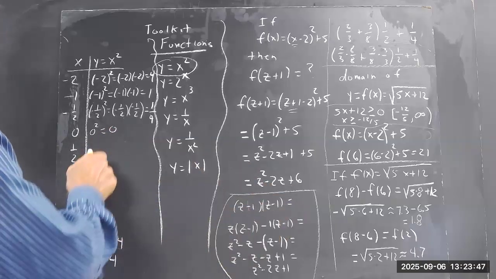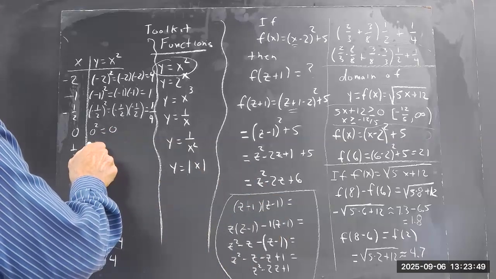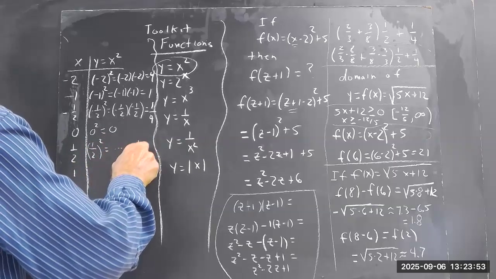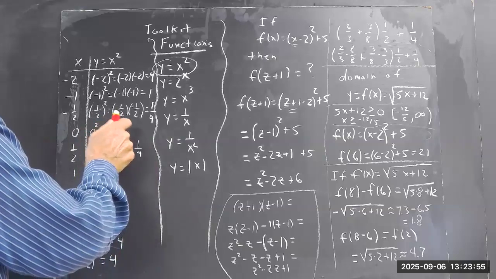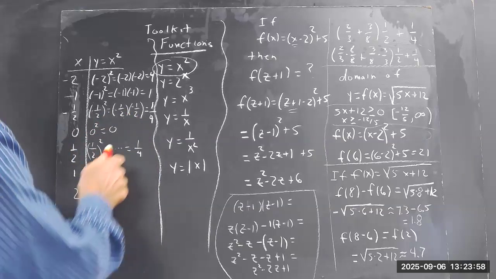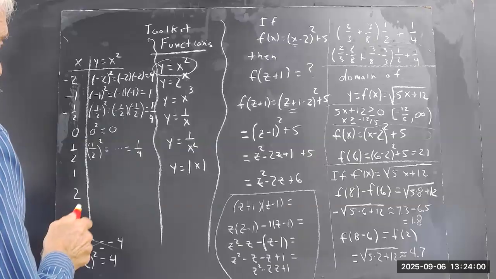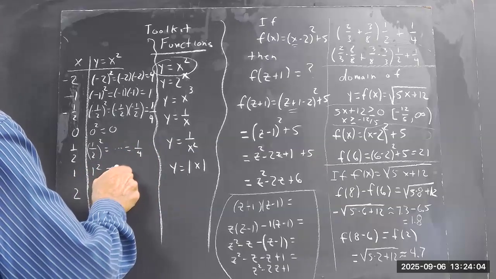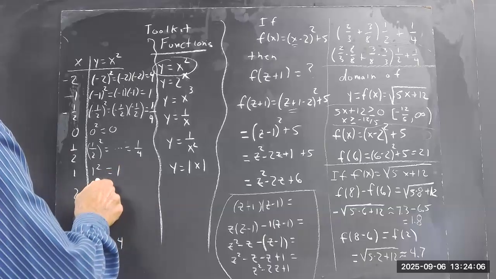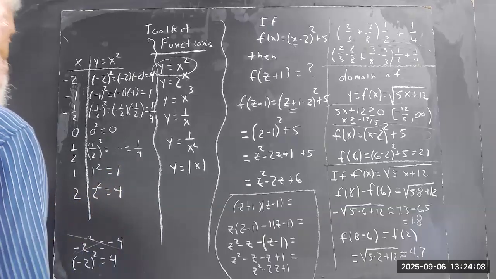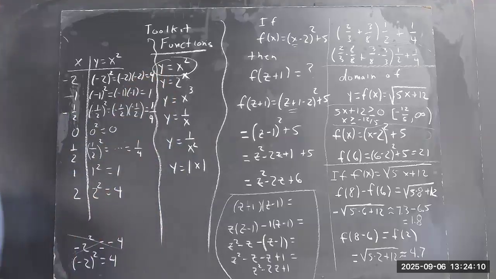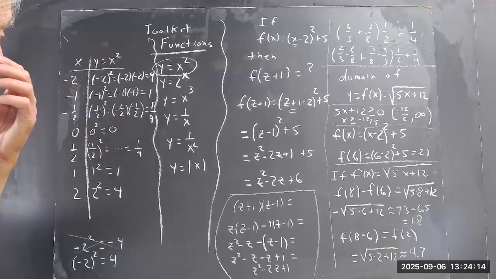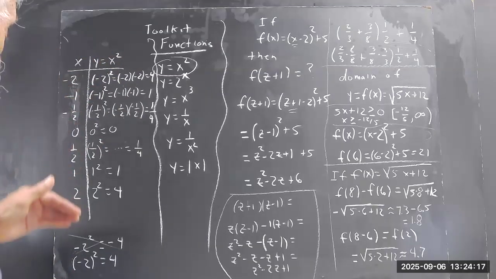0 times 0 is 0. 1/2 squared is, again, 1/4. It's just like -1/2 times -1/2, but it's positive 1/2 times positive 1/2, which is certainly 1/4. 1 squared, well, I believe we understand that, is 1, and 2 squared, we understand, is 4. So right there is a table for y equals x squared between -2 and 2.